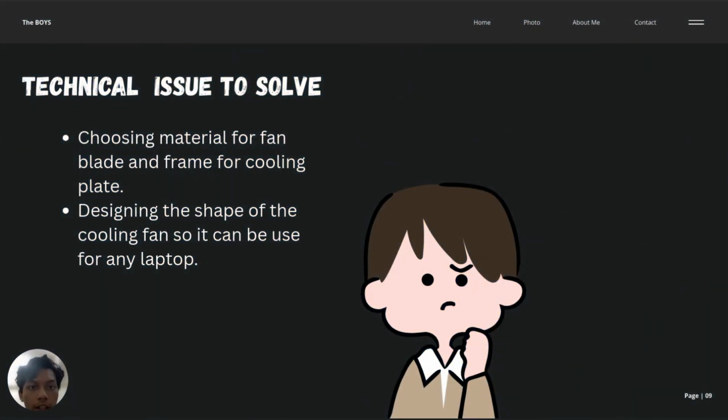Next up are the technical issues to solve. First off, we have choosing a material for the fan blade so that it can be efficient yet silent. Another one is choosing a frame for the cooling plate. After that, we have to think of a design for the cooling fan so that it can be very versatile and be used by any laptop that is on the market.